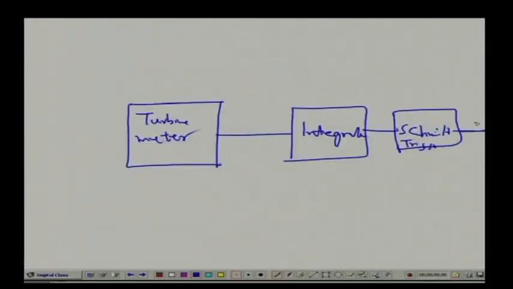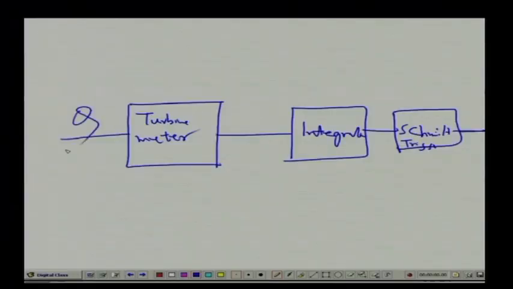This output of the Schmitt trigger is a constant amplitude signal because the Schmitt trigger is a pulse shaper, as you know. So I will get a signal that depends only on the frequency. As the flow velocity q changes, the amplitude would also change, but here it will not, because the integrator cancels out the q. So at the output of the Schmitt trigger I get only the frequency, which can be calibrated in terms of the volume flow rate. Let us go back again.